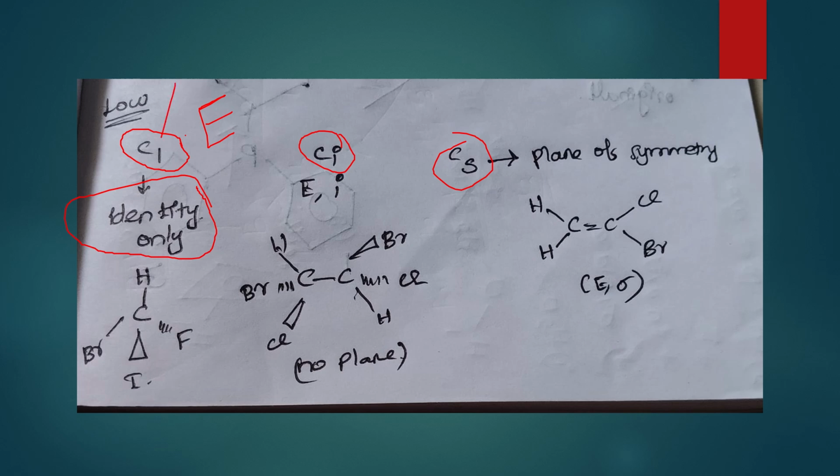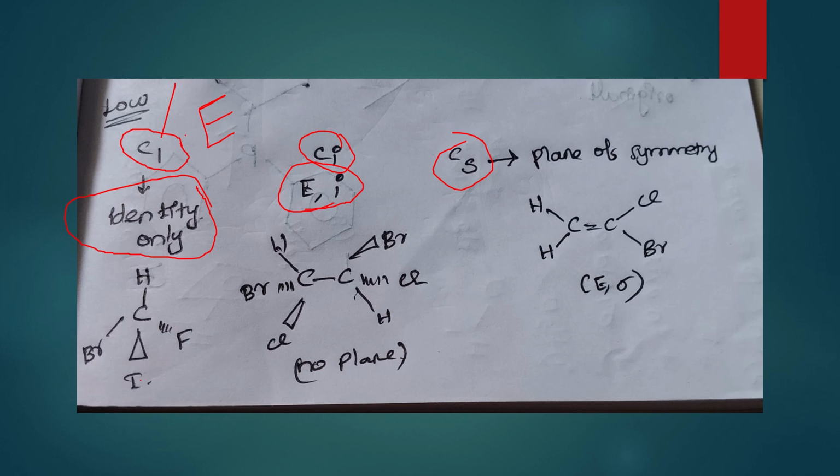For the C1 point group, the example is this molecule. It has no plane, no rotation, no axis, so it has identity only. So it belongs to the C1 group. Next one is Ci. From the name only we can identify what is happening here. It has inversion. All molecules have identity, so this type of molecule has only identity and inversion.